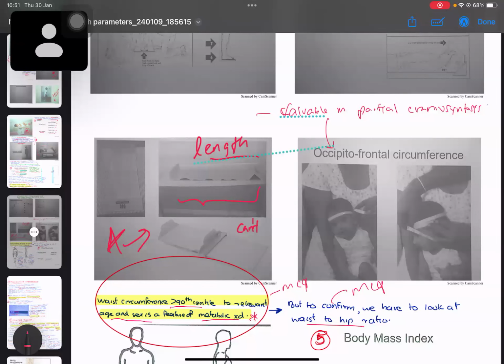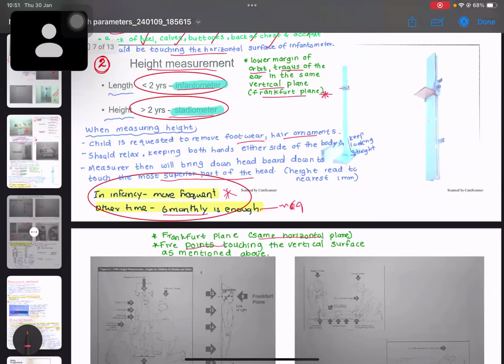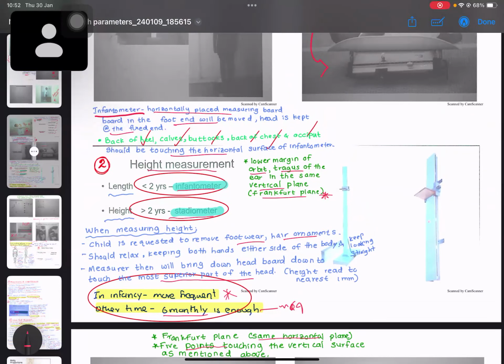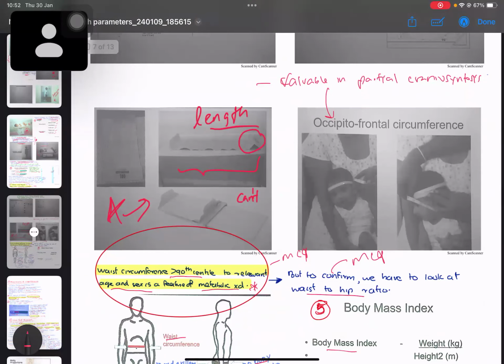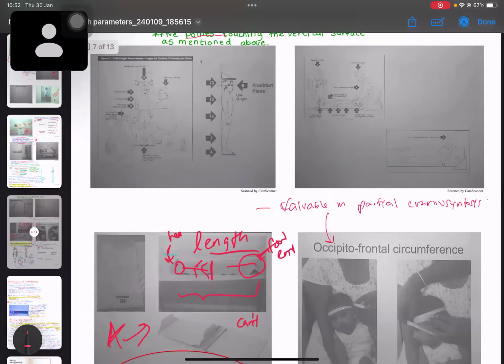This is the infantiometer. The baby is placed on the infantiometer, and the head end and the foot end are measured, and the length of the baby is obtained. An infantiometer is placed horizontally. The foot end can be moved. This is the foot end. This foot end can be moved. This is the head end. We place the head at the head end, and we place the baby, and we move this foot end, and we measure the length of the baby.